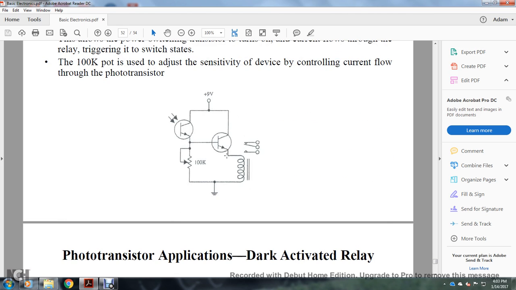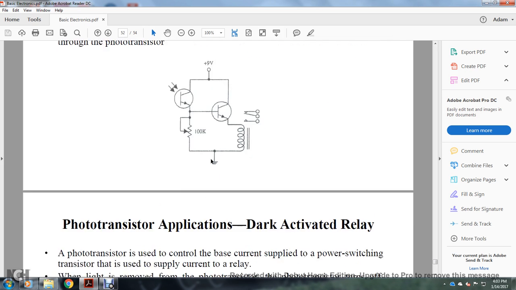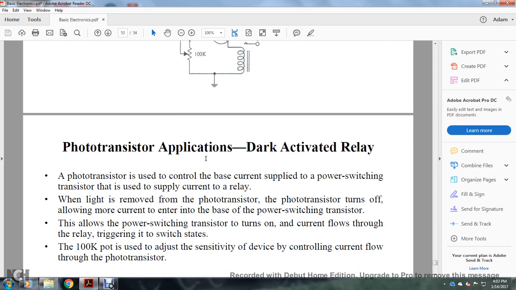Alright, this shows you your phototransistor, rectifiers, transformer, ground, and your relay, a light activated relay.